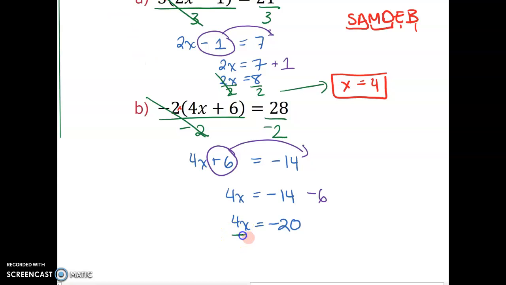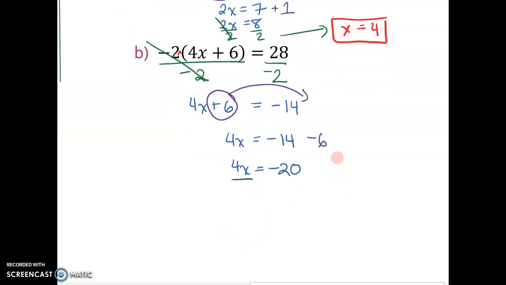Then I can unwrap the box of my Minecraft game or something you want. So I divide that side by 4, divide this side by 4. So my answer is x is equal to negative 5.